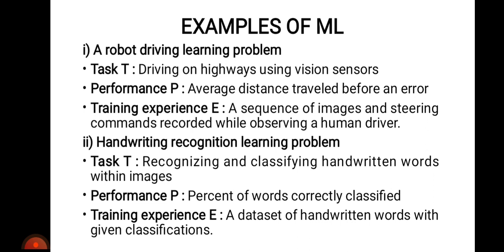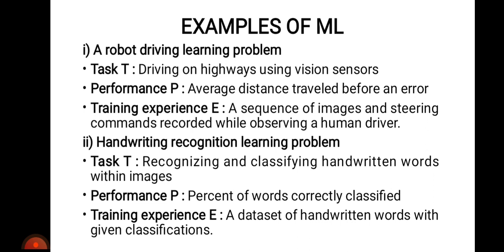Examples of machine learning are a robot driving learning problem. Here, the task T is driving on highways using vision sensors. The performance P is the average distance traveled before an error. Training experience is a sequence of images and steering commands recorded while observing a human driver. We are giving the experience, and the performance P, the average distance traveled before an error, is improving.